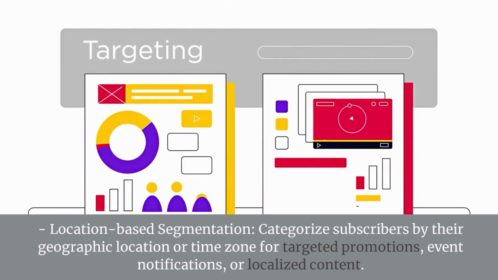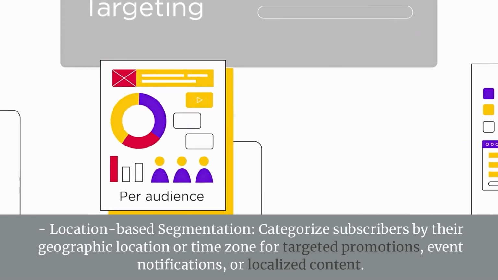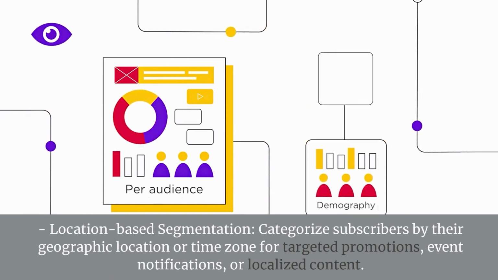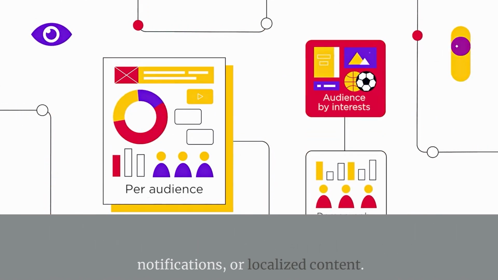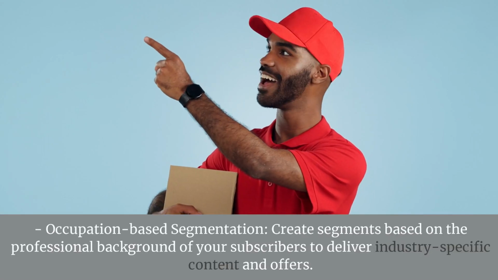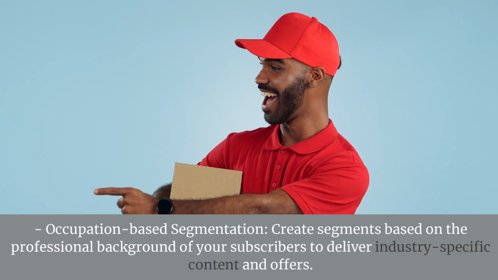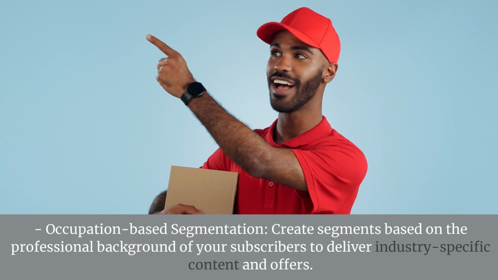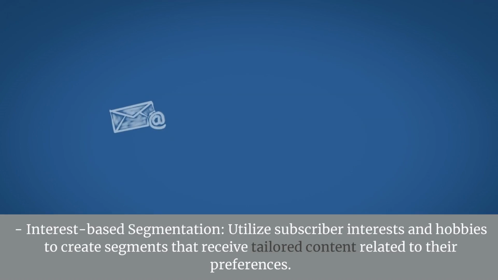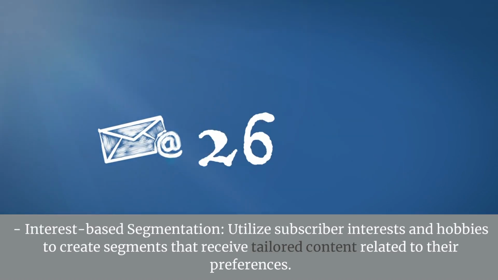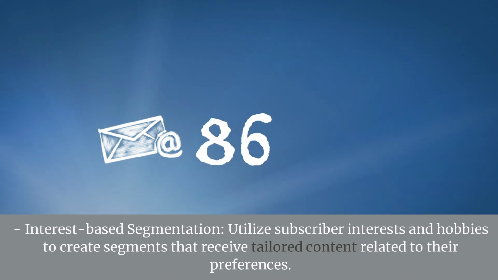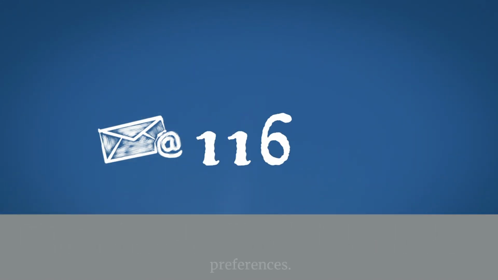Location-based segmentation. Categorize subscribers by their geographic location or time zone for targeted promotions, event notifications, or localized content. Occupation-based segmentation. Create segments based on the professional background of your subscribers to deliver industry-specific content and offers. Interest-based segmentation. Utilize subscriber interests and hobbies to create segments that receive tailored content related to their preferences.